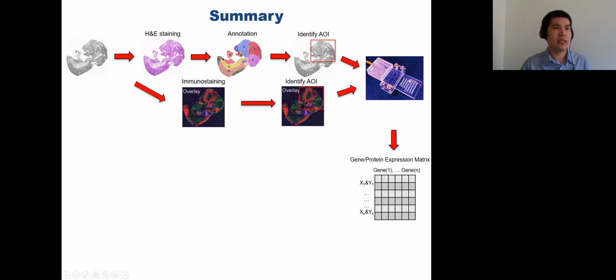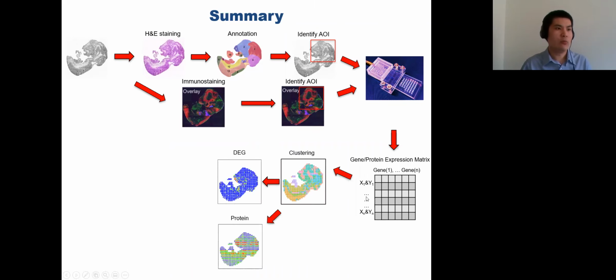Then what do you get from this? Our technology gives a gene or protein expression matrix. Basically, you have the individual genes as columns, and you have the spot location information, the X and Y, for each of the genes. What you can do then all depends on you. You can do clustering, and find the differentially expressed genes. You can also look at individual proteins, or cluster based on proteins. Or you can do the spatial identification of more spatially specific tissue features.